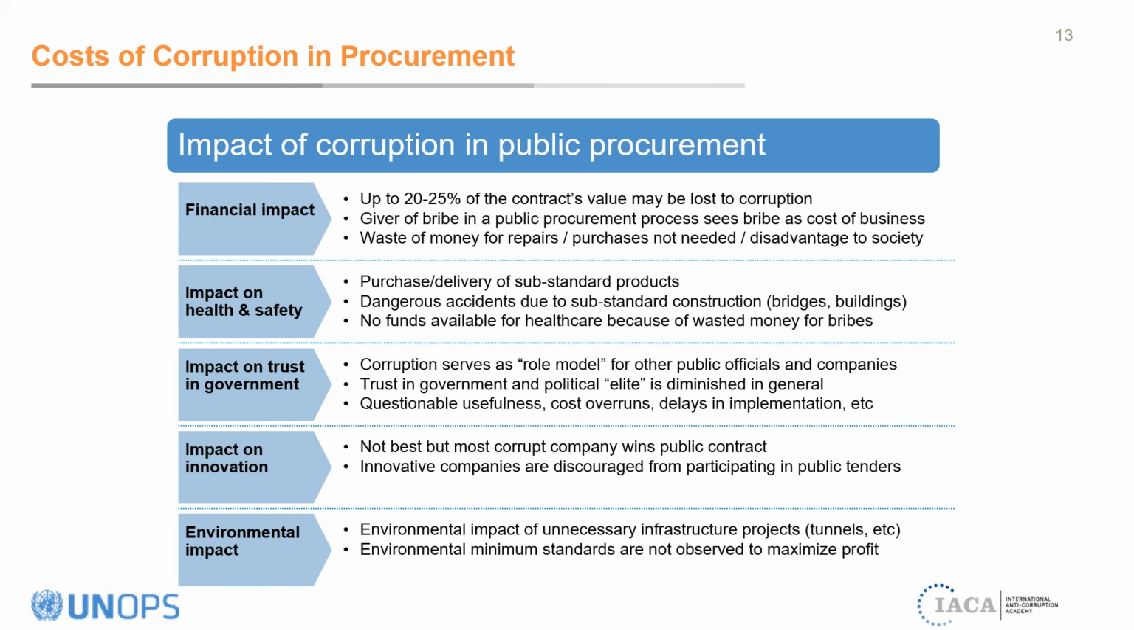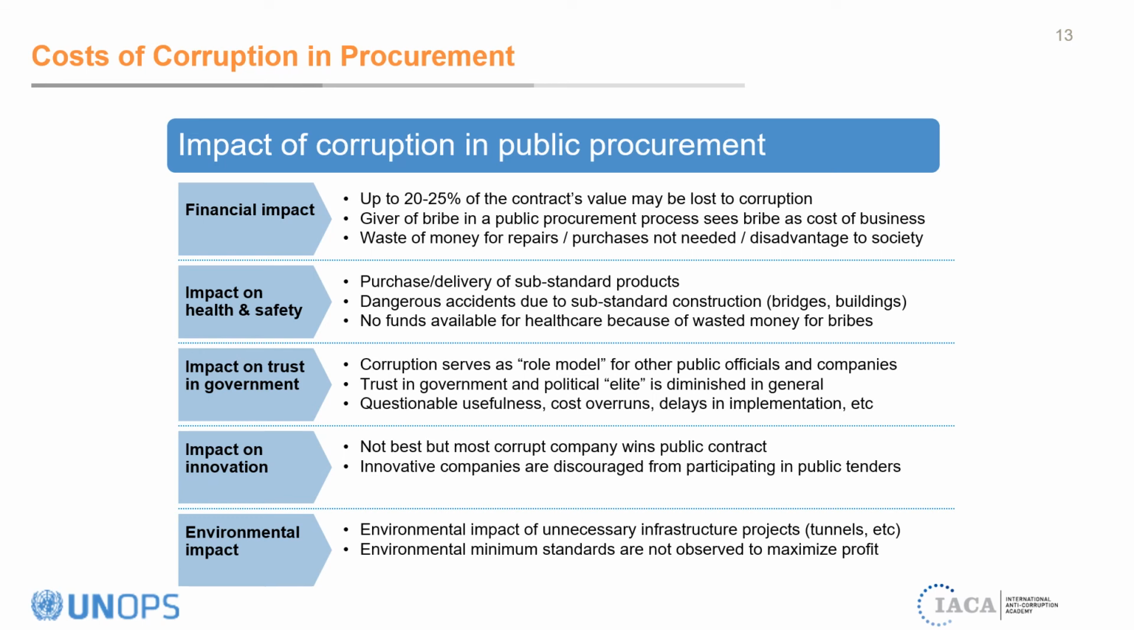There can be an impact on innovation. It can be that not the best company, but the most corrupt company, the company that offers the biggest bribe, is winning the public contracts. And as a result, innovative companies can be discouraged from participating in public tenders. In essence, corruption becomes a barrier between the engines of innovation, which are oftentimes small and medium-sized enterprises or new entrants in a marketplace. They may decide not to participate in the public procurement markets, and that can slow down innovation in society as a whole.